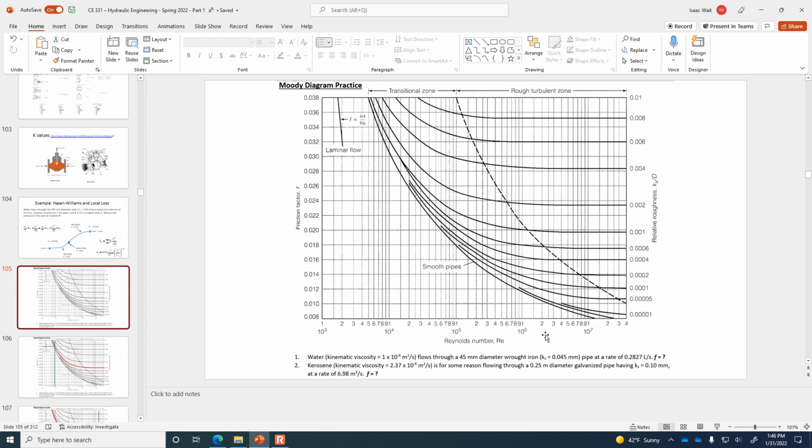All right, in the second example, we've got the k sub s value is much smaller here. Let's see. Oh no, it's larger, 0.10 millimeters. But it's a larger diameter pipe as well. So the relative roughness, the k sub s to D ratio is 0.0004. So that's going to put us on this curve. And then on the whiteboard, I've written the calculations for the Reynolds number. What you should get is that the Reynolds number is 1.5 times 10 to the 7th.